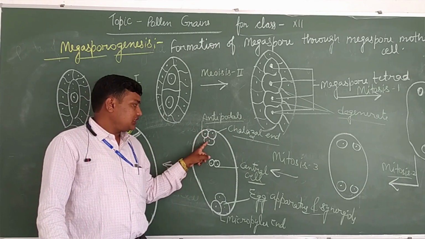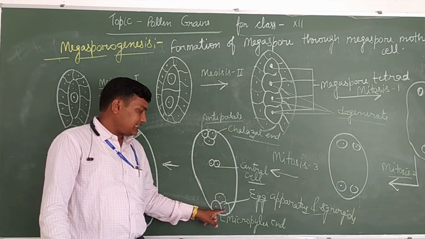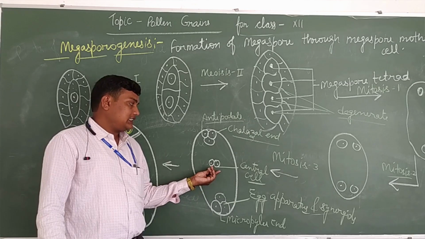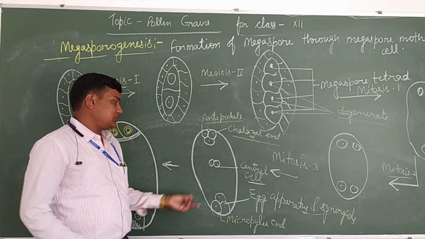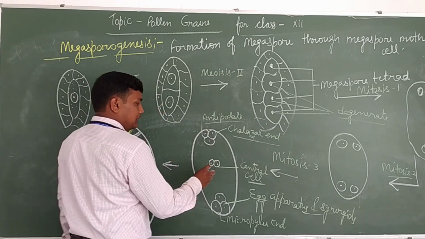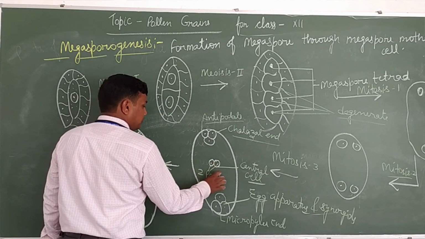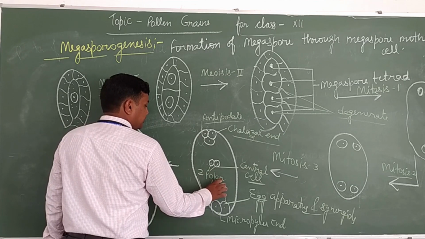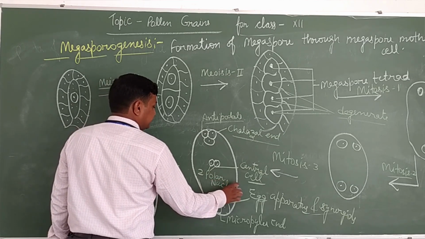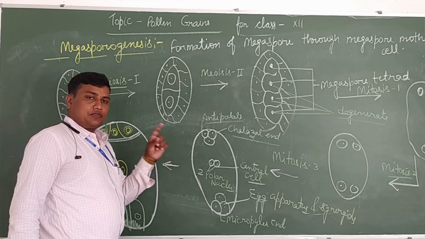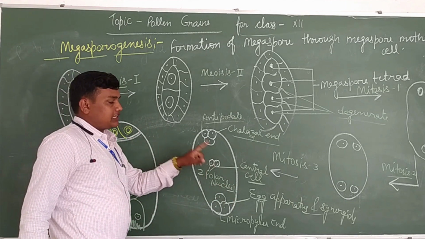So 1, 2, 3, 4, 5, 6, 7. So 7 cells are there, but the central cell is known as having 2 polar nuclei. इसके पास 2 polar nuclei हैं. Due to the presence of 2 polar nuclei, it becomes one cell.